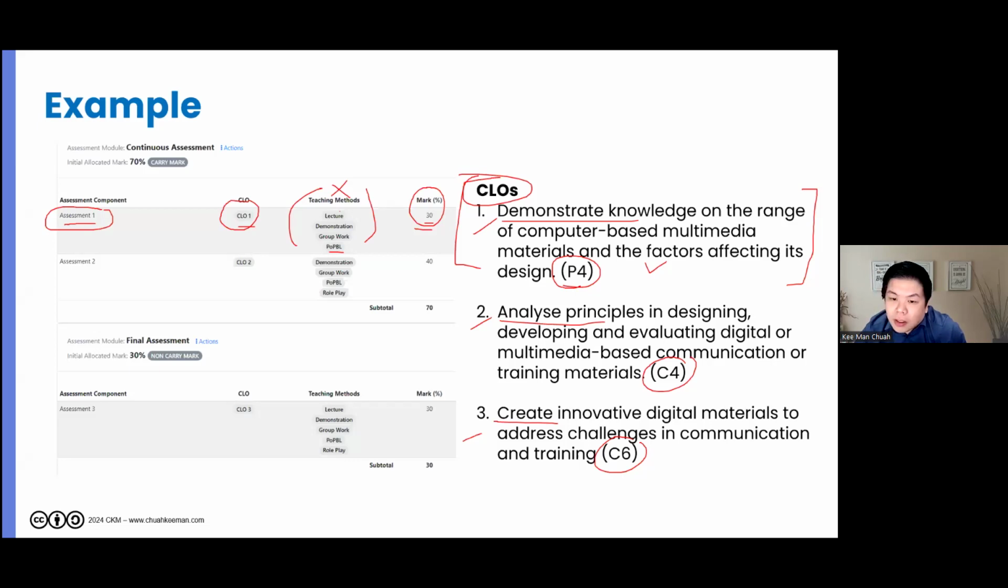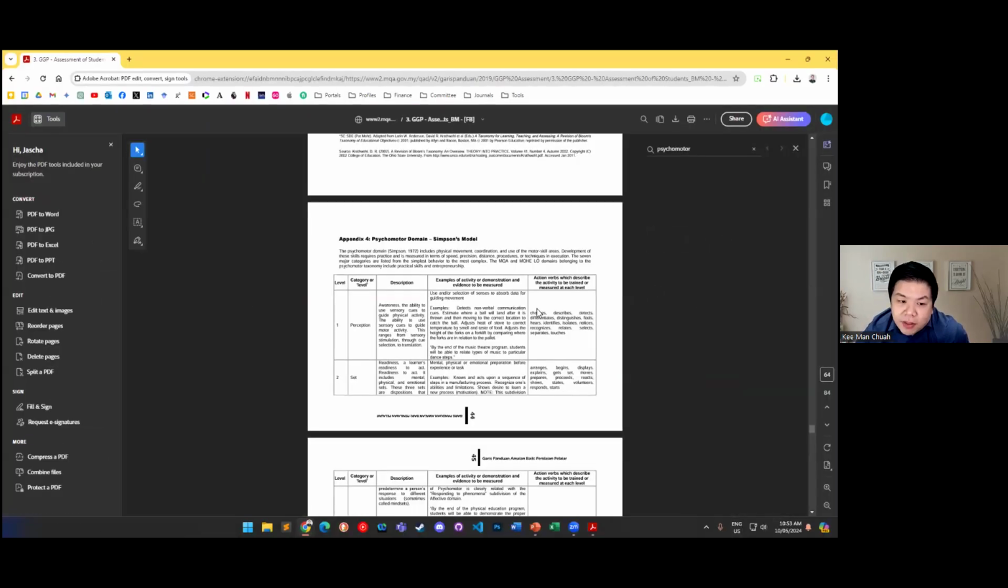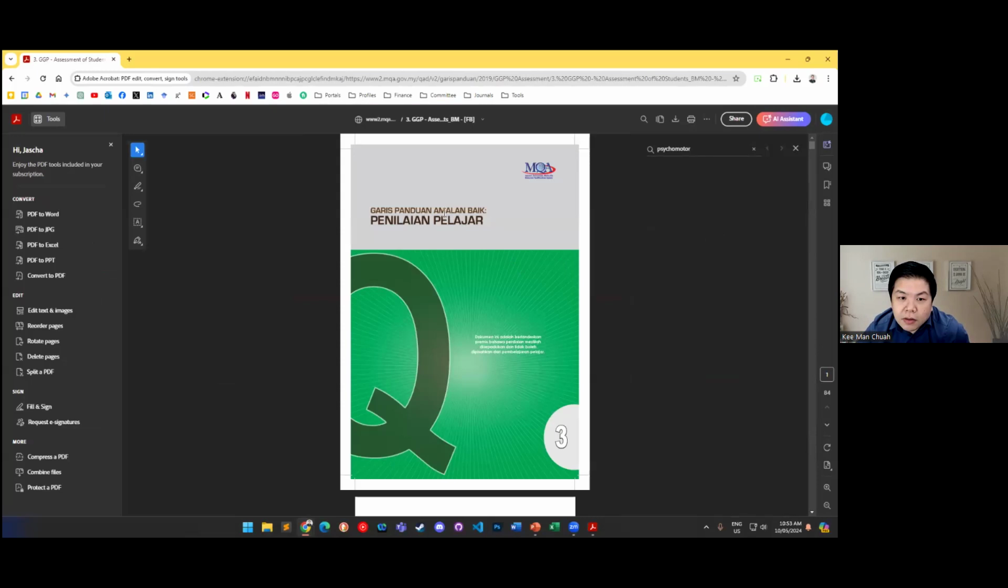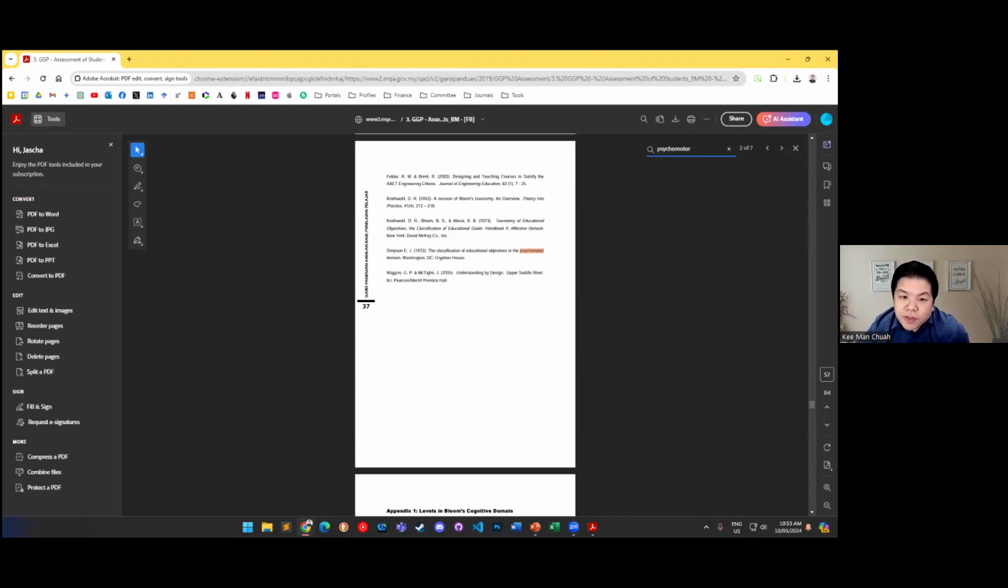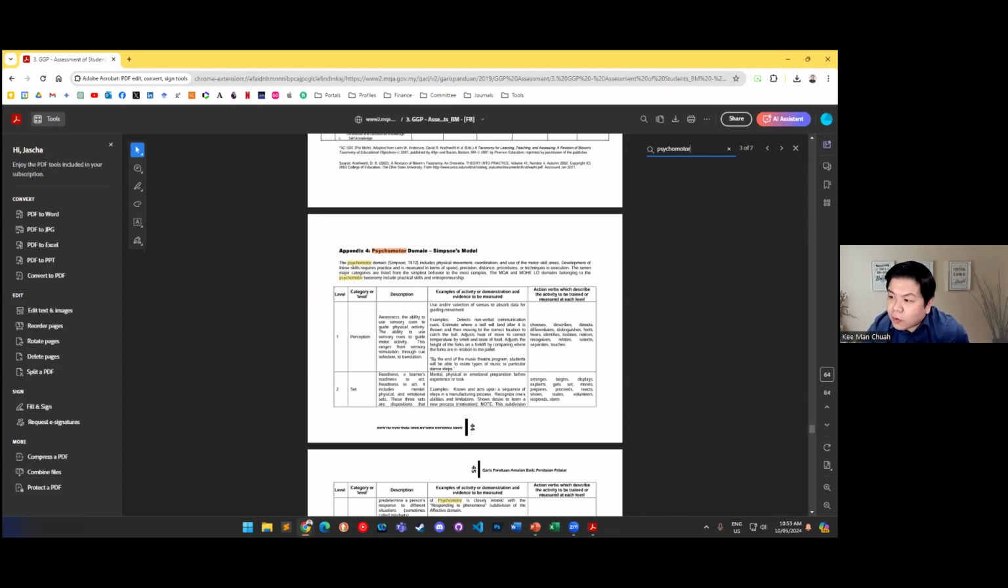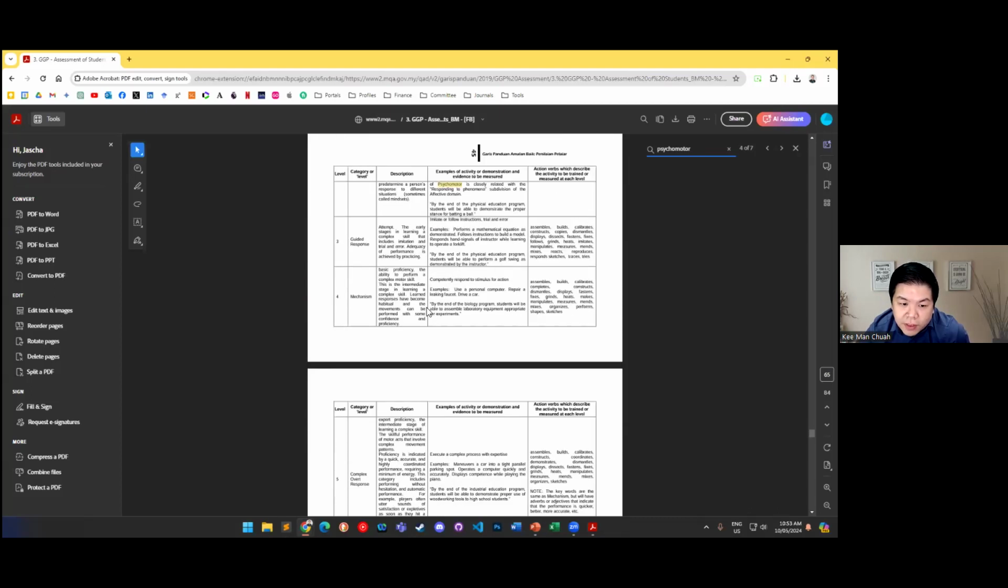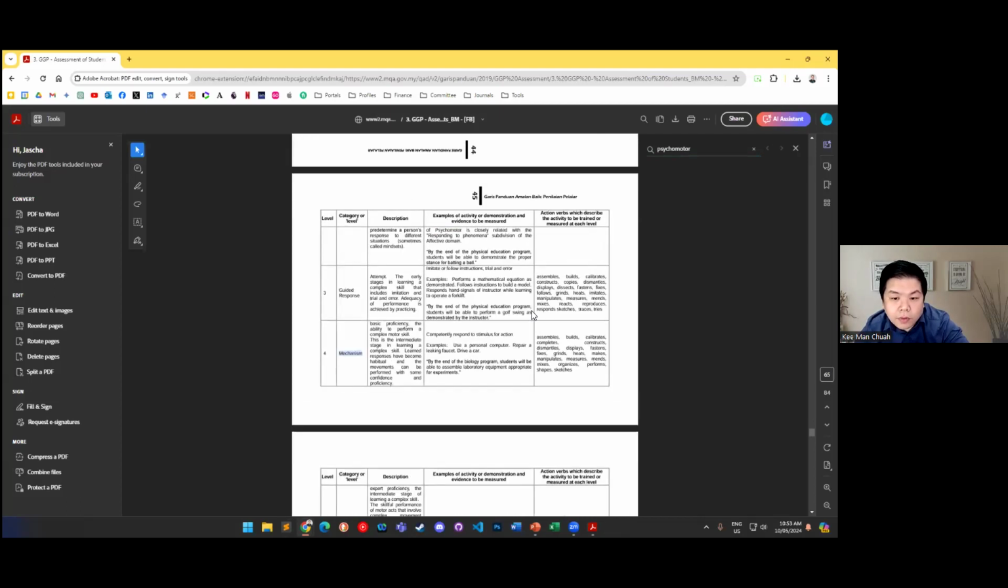Just in case, we follow the Simpson model. So for MQA, if you want to check psychomotor, just go to this document, best practices for penilaian pelajar or pentaksiran. If you go to psychomotor, they use the Simpson model. There are many models for psychomotor, like Dave, Harrow, and all that, but the one by MQA is the Simpson model. So level 4 is actually mechanism. Right, this one.